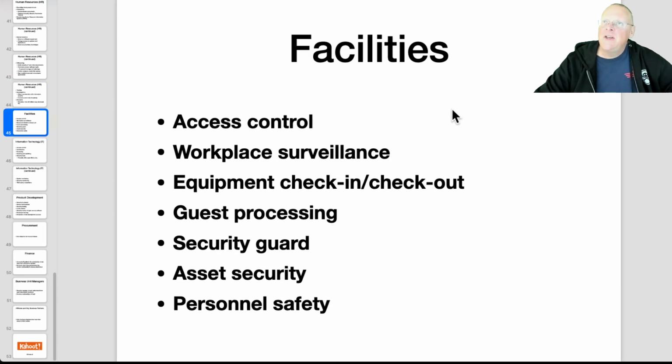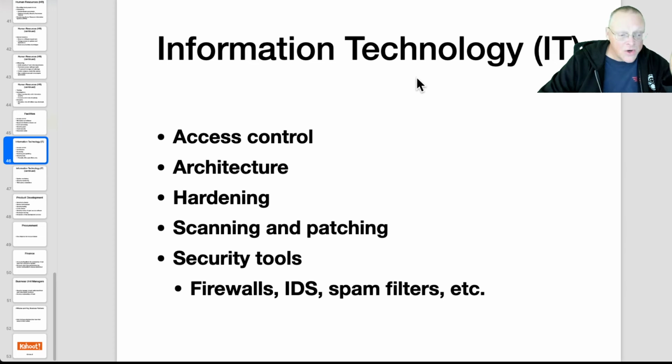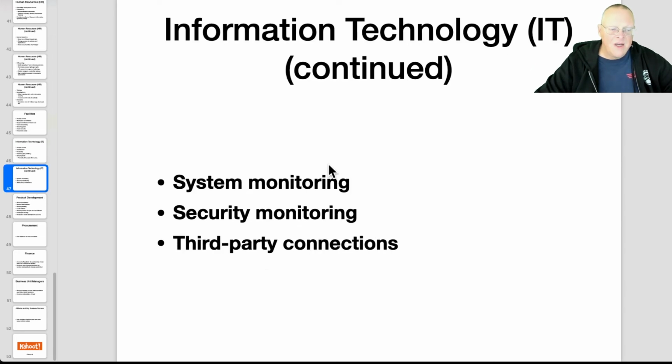And facilities, maintaining the buildings and the power and such. They've got physical access control, your surveillance systems, security guards, personnel safety, and these interact with the other security systems, so a security team should be involved in all that. And of course, IT, the main one everyone thinks about. Your firewall, IDS, spam filters, patching, all that stuff is, of course, the bread and butter of network security. System monitoring and your third-party connections, all these things, of course, should involve your security team.